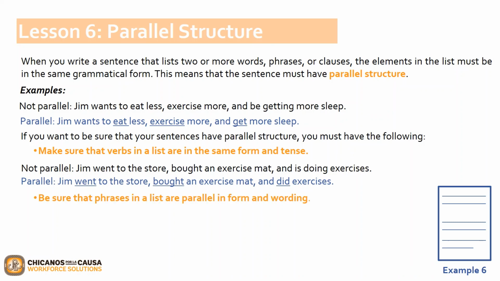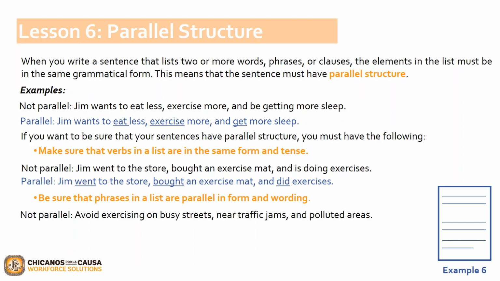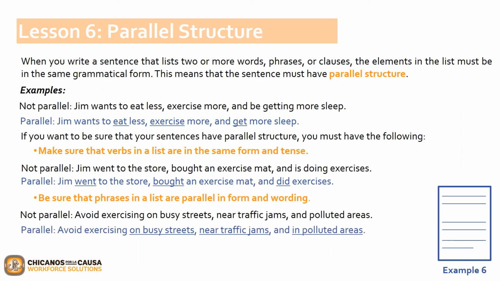The second, to make sure that your sentences have parallel structure, would be to be sure that phrases in a list are parallel in form and wording. Our example would be the following sentence that's not parallel, avoid exercising on busy streets, near traffic jams, and polluted areas. This sentence parallel would be, avoid exercising on busy streets, near traffic jams, and in polluted areas.